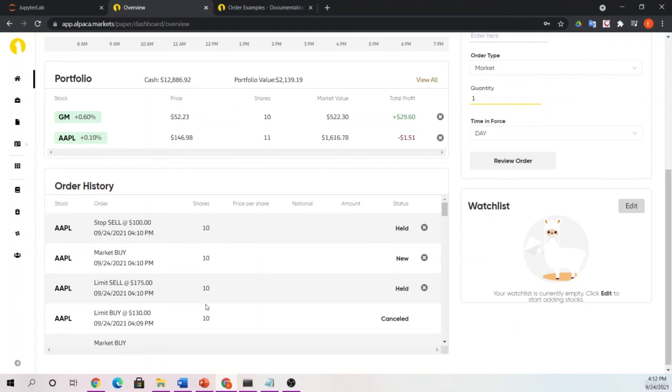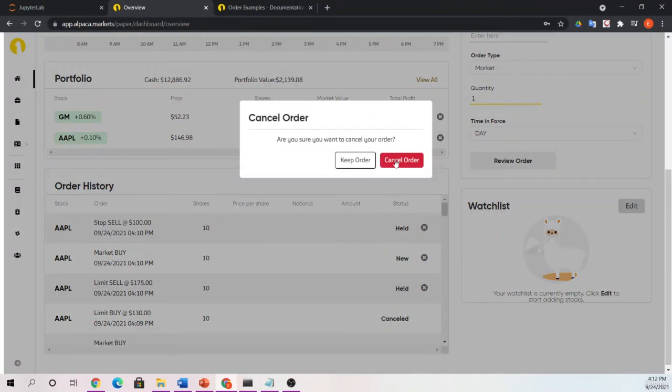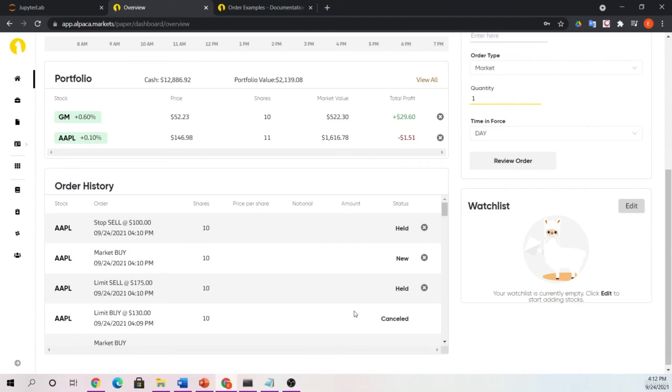Vice versa, if something happens, Apple starts to tank and you bought it at 125 and now all of a sudden it's at 100, you will have that loss, but you will be protected from that downside by putting in that stop loss. So I'm going to go ahead and cancel, and this will cancel all three of these line items.